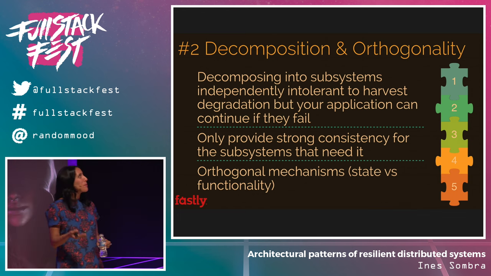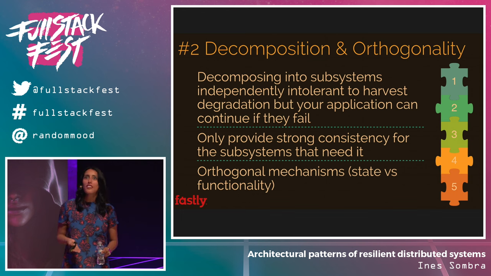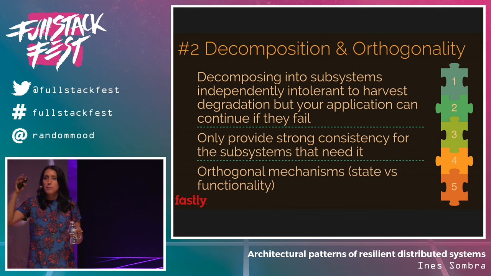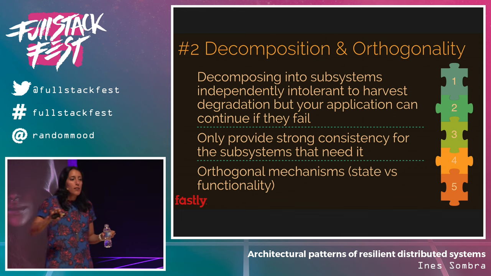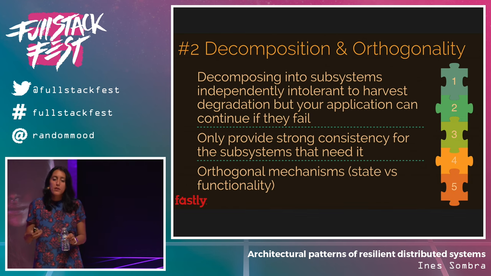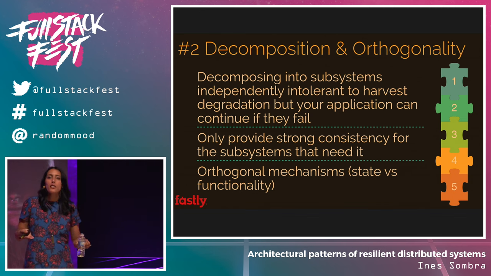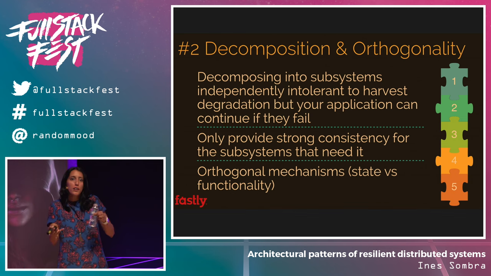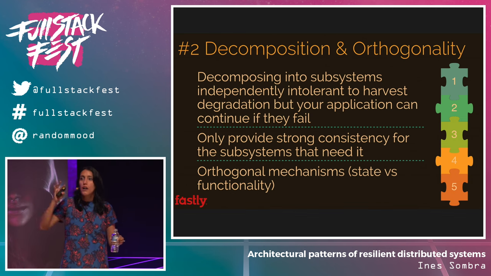All right, the second approach is decomposition and orthogonality. And this means that you don't have to solve all of the problems in the same application. You can break it apart, and then your subsystems can deal with the problems in a much more isolated way. Or you can actually have things that are completely different. And the example that they present in this paper is, for example, dealing with certs or security. Sometimes maybe you can use a library that does encryption for you, and you don't have to build your application with encryption in it. This is what they call orthogonality.